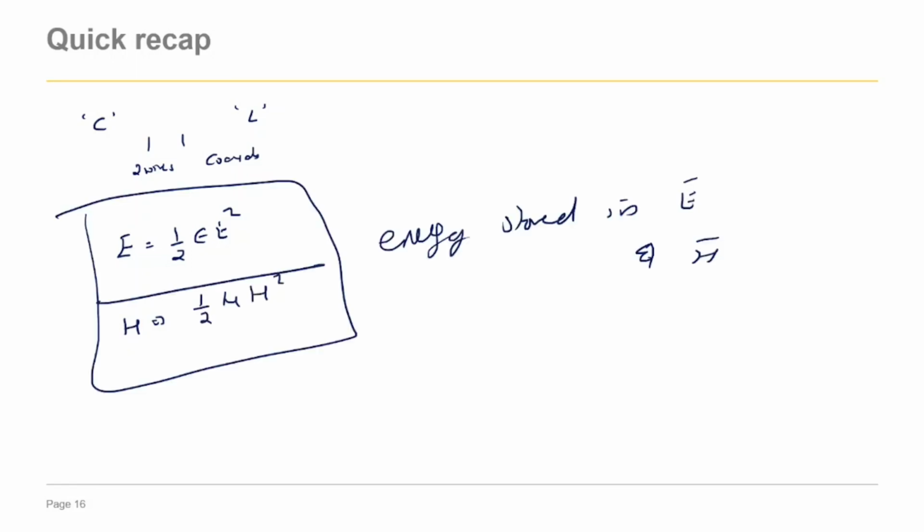So a quick recap of what we did. We proved what capacitance is. We proved what inductance is. We proved the values for capacitance and inductance for the two wires and for coaxial cables. And we also proved that the energy stored in the electric field is half epsilon E squared, and the energy stored in the magnetic field is half mu H squared. We will continue in the next session. Over and out.